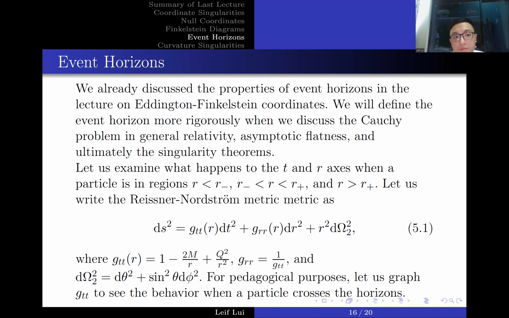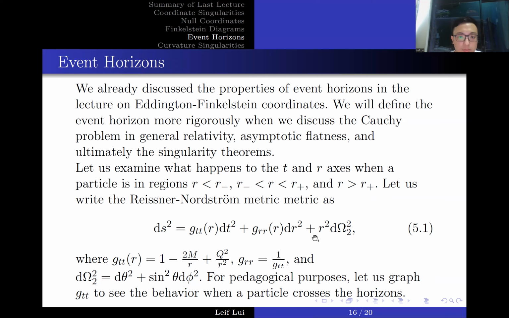And eventually we will define the event horizon more rigorously when we discuss Cauchy problems in general relativity, when we discuss asymptotic flatness, and ultimately singularity theorems. But let us examine what happens to the t and r axes when a particle is in the regions r less than r minus, r between r minus and r plus, and r greater than r plus.